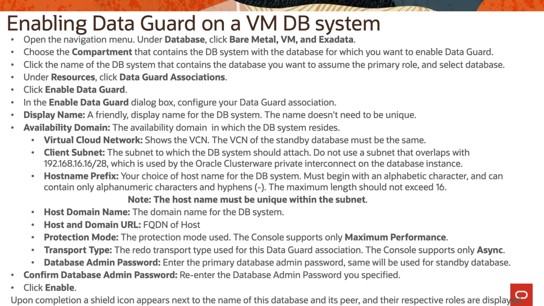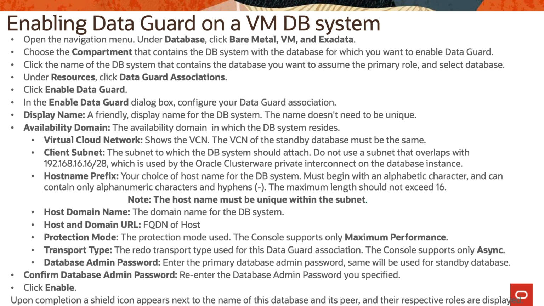Now we'll talk about how to enable Data Guard on a VM database system. So one difference is you don't have to create the peer database for a virtual database Data Guard deployment. So you need to open the navigation menu under database, bare metal, VM, and Exadata. So this is the place where you can do all of the activity in terms of provisioning or starting, stopping, or controlling all the databases.